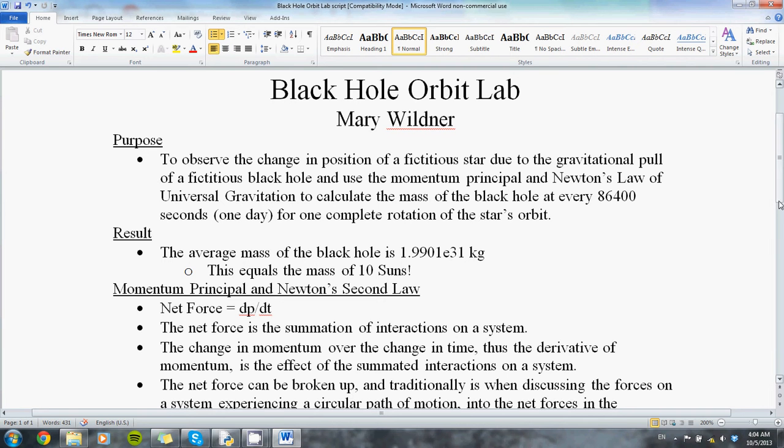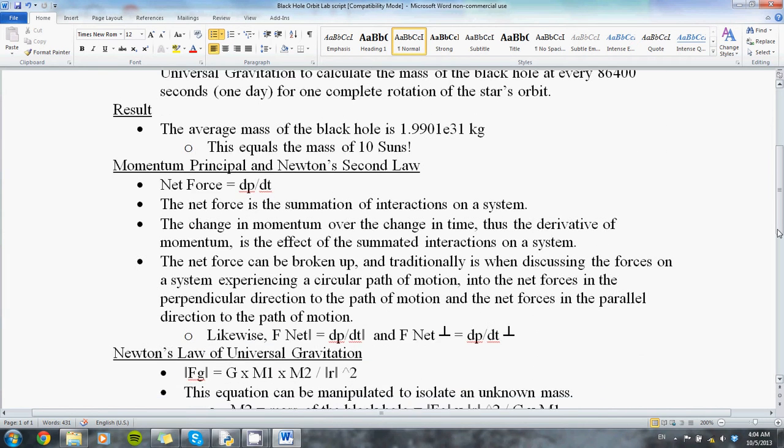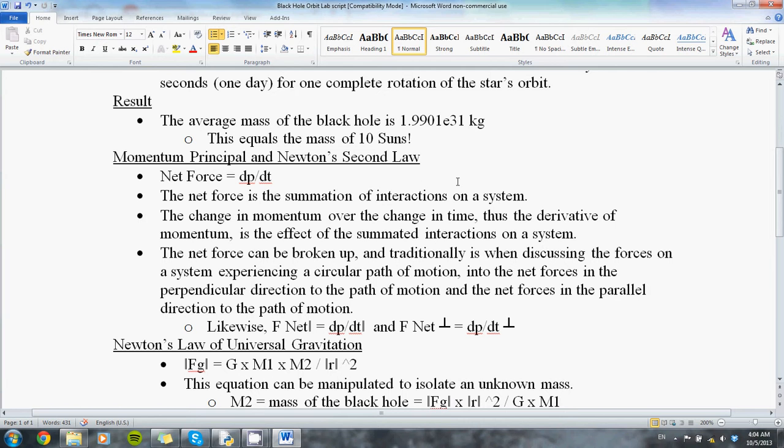We know that the net force is equivalent to the change in momentum over change in time, and although these two components have the same numerical value, they're derived in different ways. The net force is a summation of the interactions on a system, whereas the change in momentum over the change in time is the effect of these summated interactions on a system.